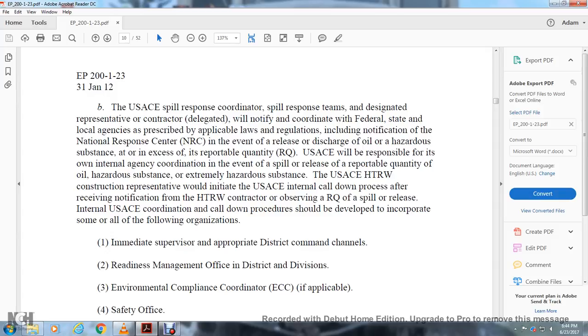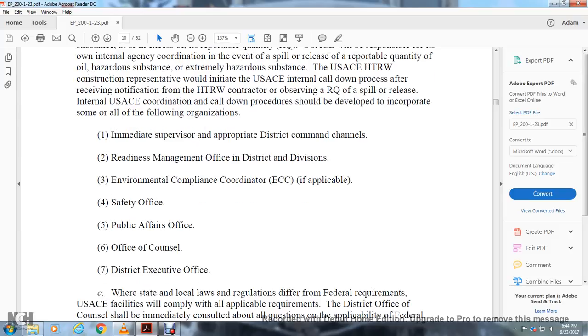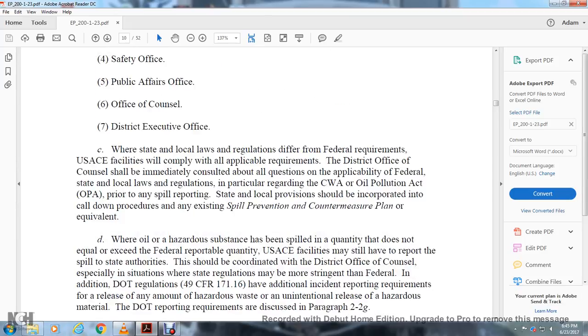The USACE hazardous, toxic, and radioactive waste construction representative will initiate the USACE internal call-down with the proper process after receiving notification from the contractor of a release above the reportable quantity. For a reportable quantity spill or release, internal USACE call-down procedures are developed and incorporated for all of the following: the immediate supervisor, appropriate divisions, command channel, readiness management, office of the district and divisions, environmental compliance coordinator, if applicable, safety, public affairs, the office of counsel, and the district executive office.